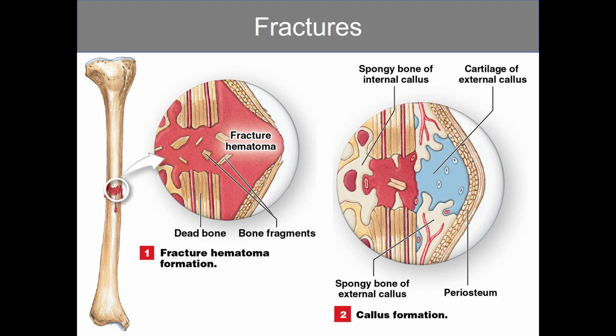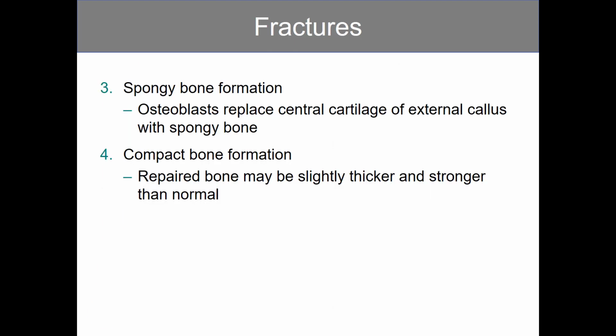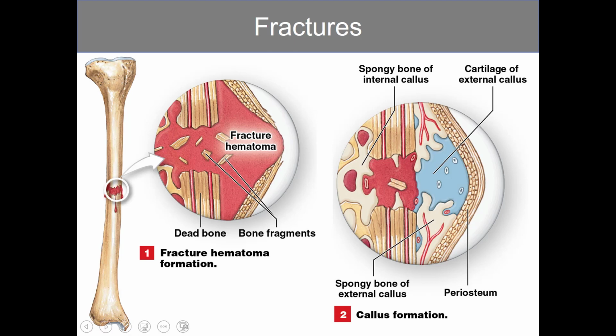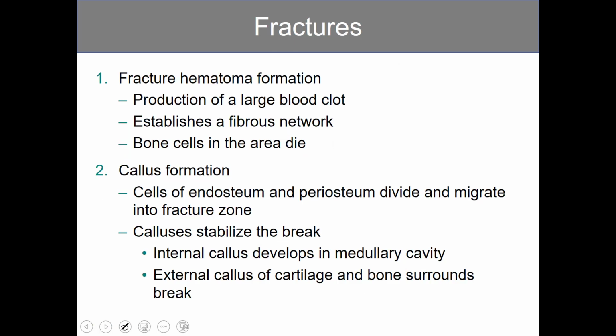Let me jump to a photo of that. So here you have the initial break of this tibia. You can see you get the formation of the fracture hematoma. The fracture hematoma is going to stop the blood loss, basically. So it's a large clot that is located inside. You get the osteocytes within these bone fragments. They're going to die, and those bone fragments are going to slowly be dissolved. I'm going to back one slide.